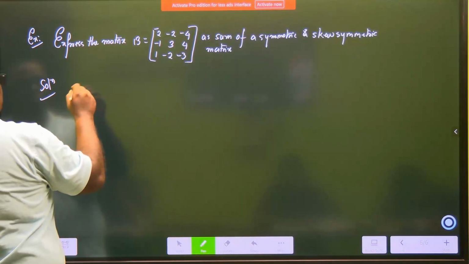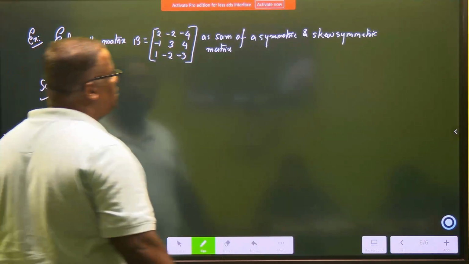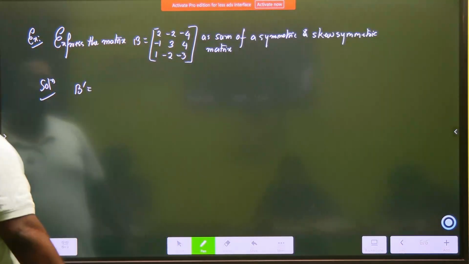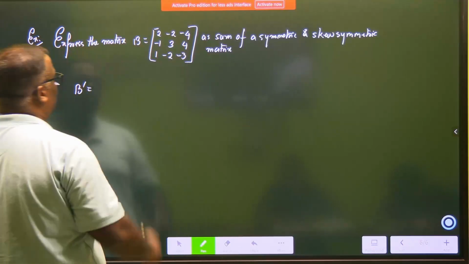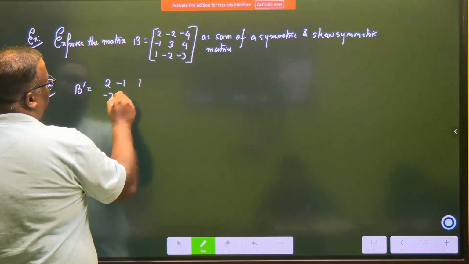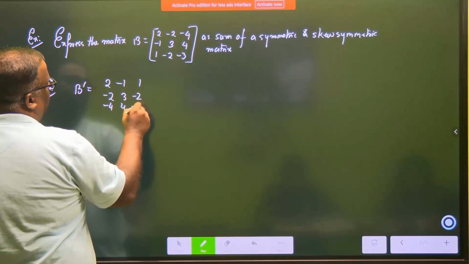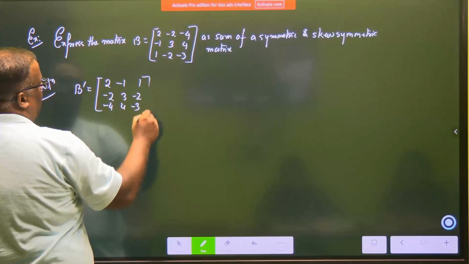Our solution would be, let's first find out what is B complement, because we can create a symmetric matrix only by adding B with B complement. So let's have B complement. B complement would be 2, -1, 1, -2, 3, -2, -4, 4, -3. This is B complement.